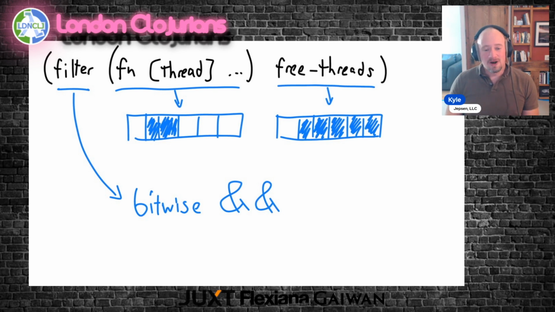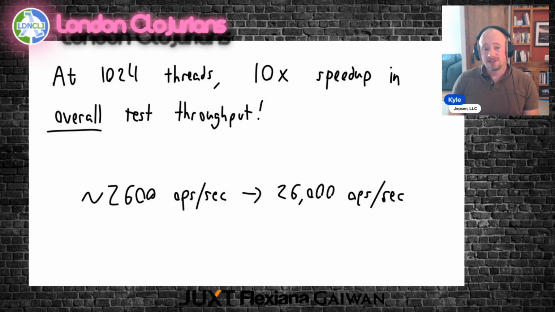So the cost of this function went from materializing all of these seqs and having to do traversal and hashing into just a pair of bitwise and operations and a little bit of memory copying. It becomes essentially free. With 1,024 threads, we get a 10 times speed up in the overall throughput of the test. Not just the generator context part, but the entire generator assembly. Went from about 2,600 operations per second to 26,000 per second. So I count that as a win.